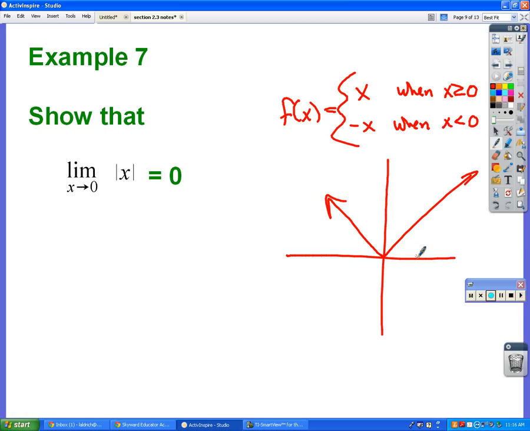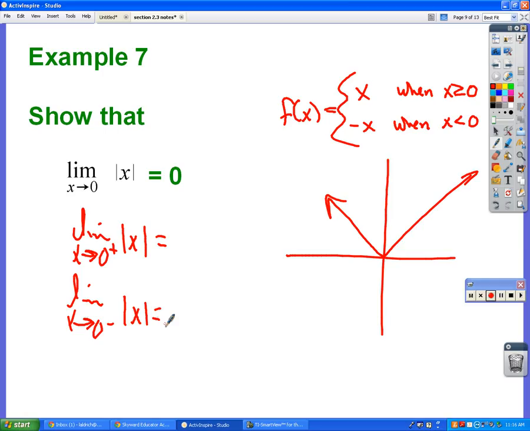So the way that we're going to show that the limit is equal to 0 is we're going to look at the limit as x approaches 0 from the positive side, and the limit as x approaches 0 from the negative side. Because those you can do by substituting directly into this piecewise function. Well, you could kind of, but the idea here is to get you into the habit of thinking of absolute value functions as being 2 separate functions. But that's what you're going to have to do later on.